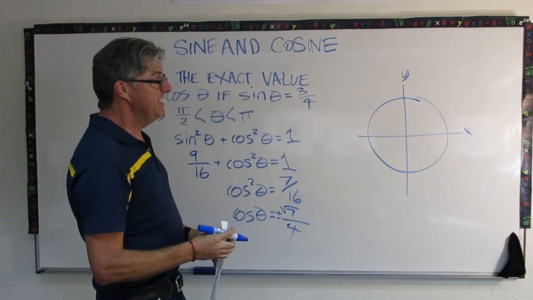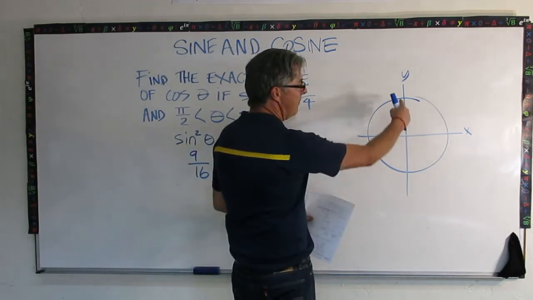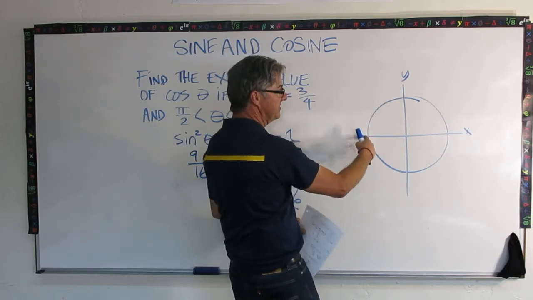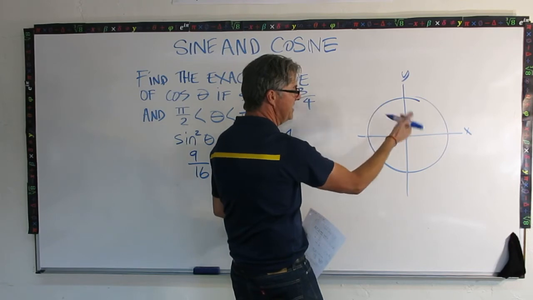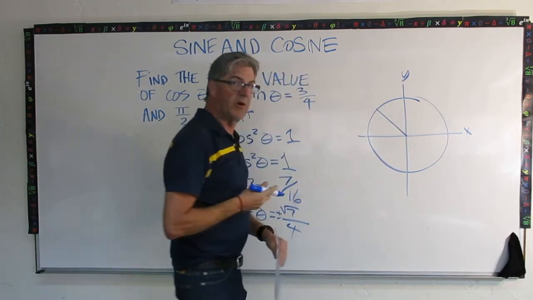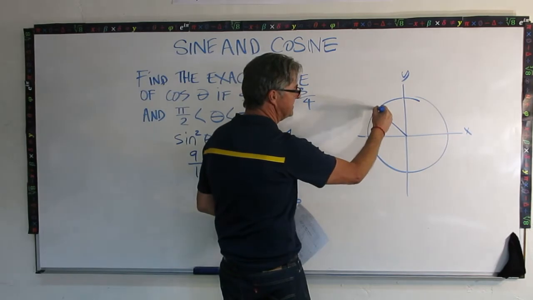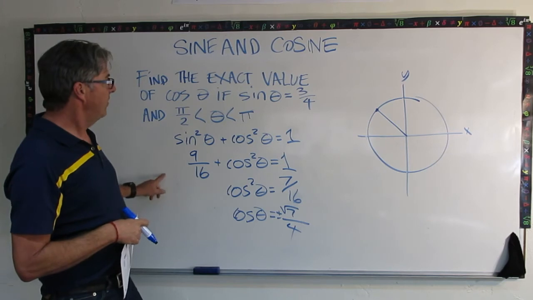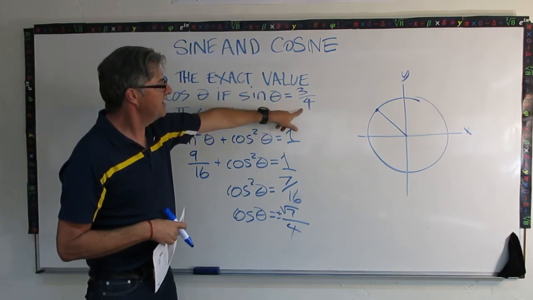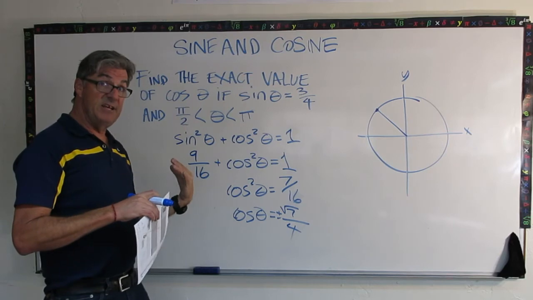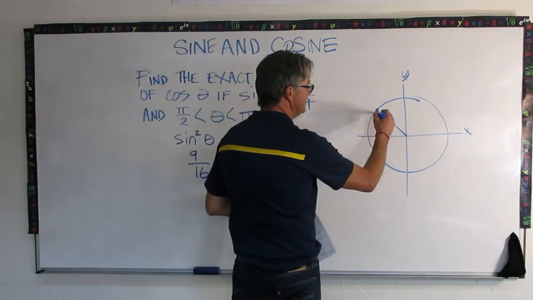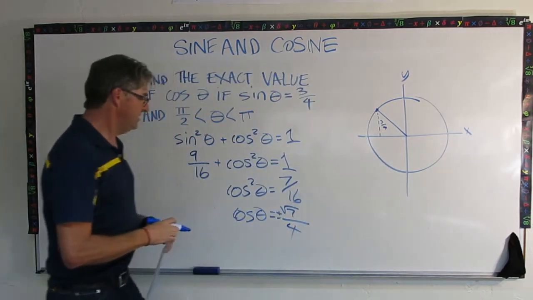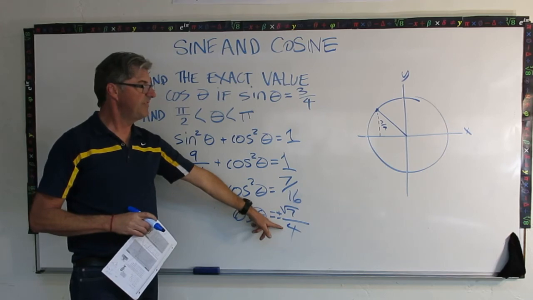Okay, so theta needs to be between pi over 2 and pi radians, which is 90 and 180 degrees. So we're looking for some theta that's over in here. I'm just going to draw sort of an arbitrary radius there. I'm not sure if that's exactly right, but it's close enough for the purposes of solving this problem. So sine theta is 3/4. Remember, sine is the up and down, so that's this distance here. That's 3/4. The x distance is going to be plus or minus root 7 over 4.